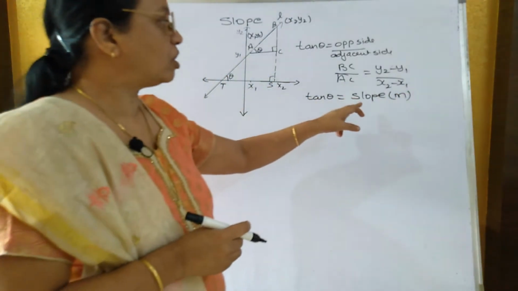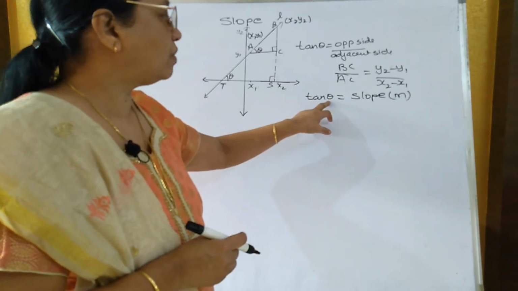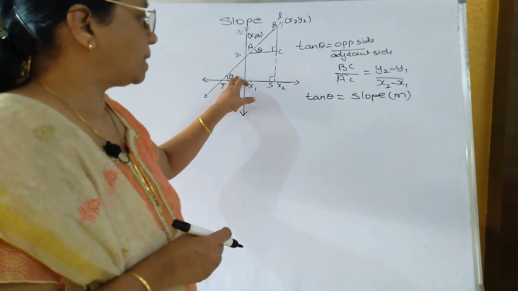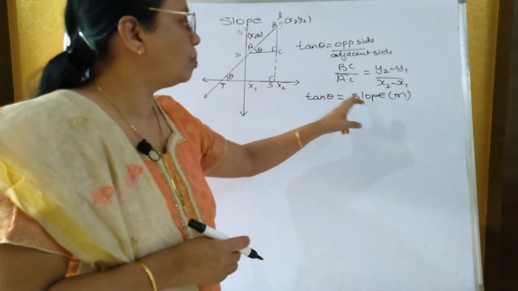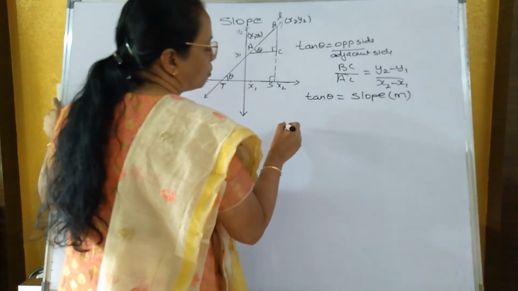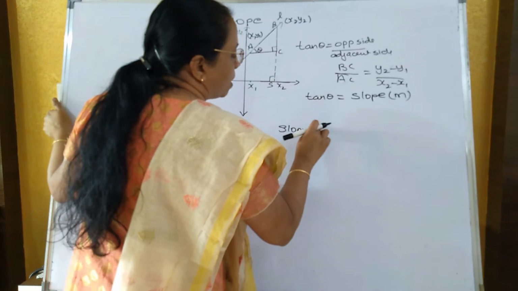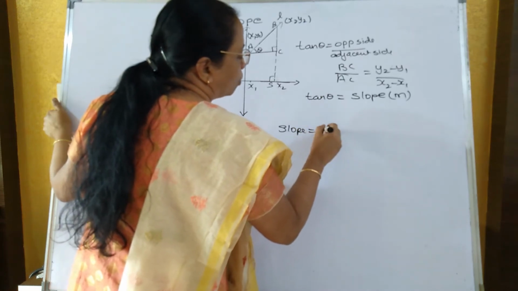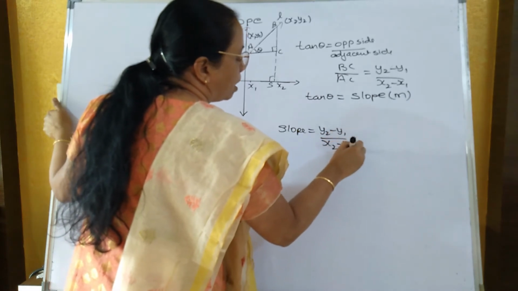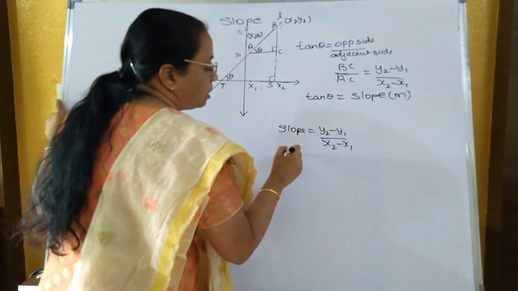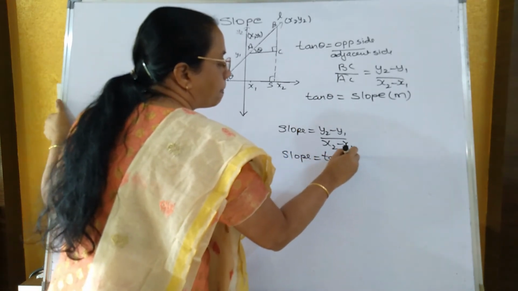So slope can also be found by the formula tan theta. If you know the value of theta, the angle made with the x-axis, you can find the slope using the formula slope is equal to tan theta. So there are two methods to find slope. If you know the coordinates, slope is y2 minus y1 upon x2 minus x1, and if you know the angle theta, then slope is equal to tan theta.